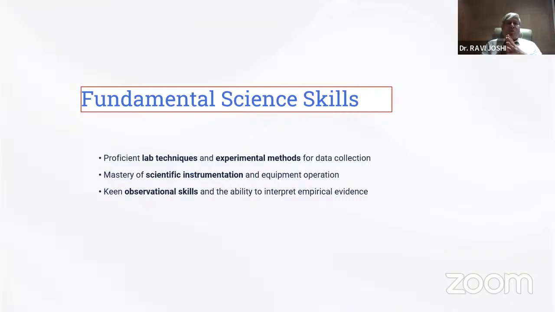My faculty members from the Faculty of Liberal Arts, Commerce and Business Management may sometimes think, why is this important for me? But just a while ago we discussed how interdisciplinary, multidisciplinary knowledge is important. Because if you are teaching students of liberal arts or business and commerce, and they have a little of science education, science skills, that will add to the value of student employment and their knowledge base. So from that viewpoint, a few common skills I am also going to discuss: proficient lab techniques and experimental methods, mastery of scientific instrumentation and equipment operation, and keen observation skills and ability to interpret empirical evidence.